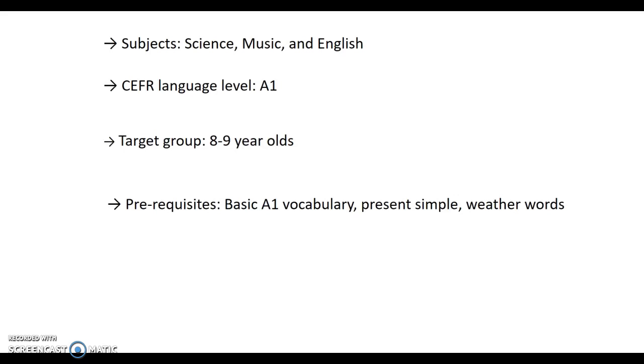And of course, the three subjects are science, music, and English for the CLIL project. 8 or 9-year-olds is probably the best age for this, with a basic A1 vocabulary. They know how to use the present simple and weather words. They know how to talk about weather.